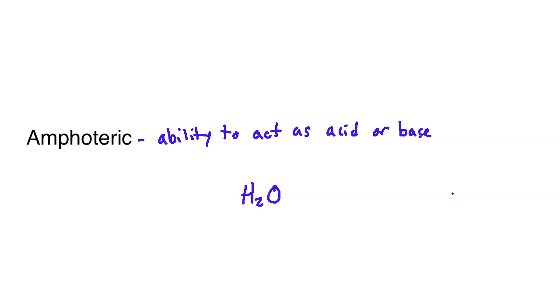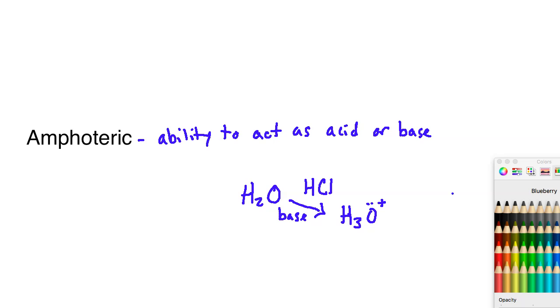So in the case of something like, let's say that we expose HCl here. If we expose HCl, this is going to become H3O+. So in this case, it accepted an additional hydrogen. So H2O, when you mix it with HCl, was acting as a base.